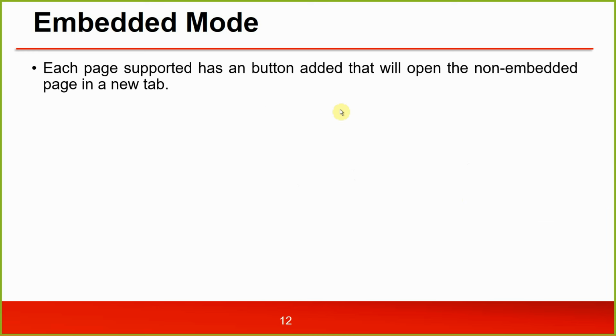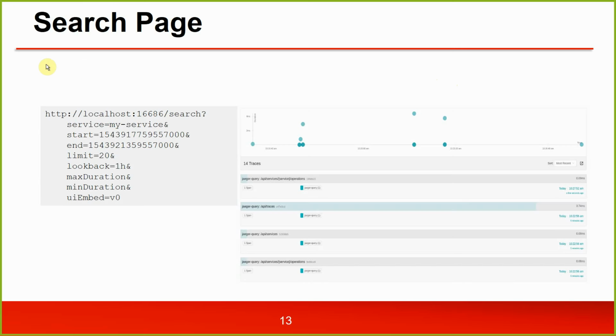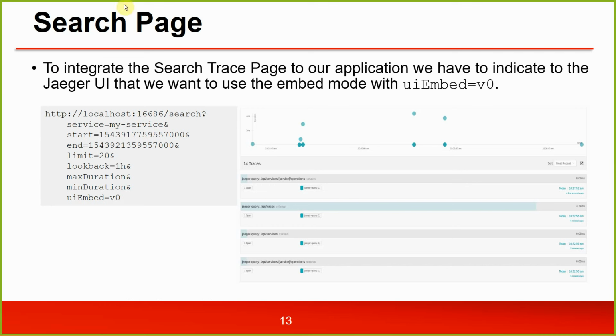Each page supported has a button added that will open the non-embedded page in a new tab. The following pages support embedded mode: the search page and the trace page, and this is an example. To integrate the search page into our application, we have to indicate to Jaeger UI that we want to use the embedded mode with uiEmbed=v0.